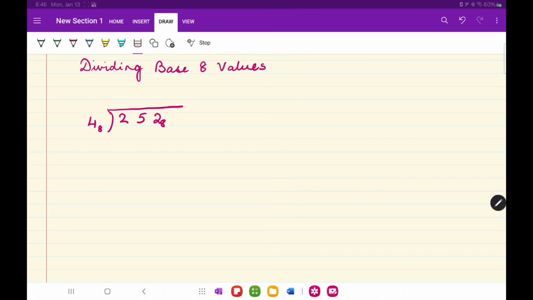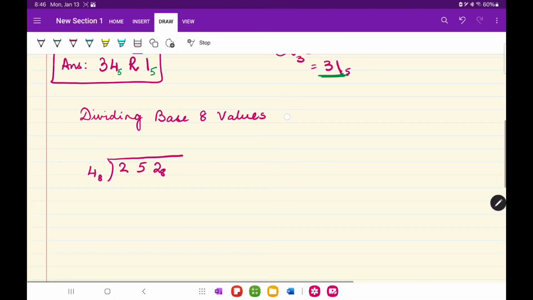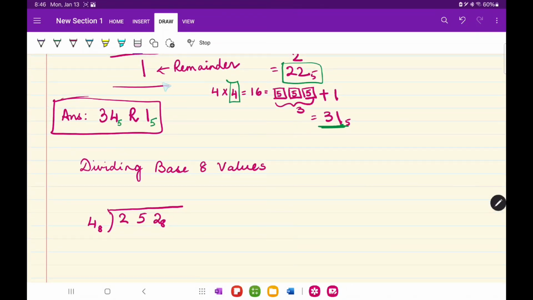Now for our next example, we will be dividing two base 8 values. But before I get started with the division, I just want to go up to the example above and make an important note here. When I wrote the final answer, I didn't put the base values as subscript. It's very important to do that, because if you do not put the base values as subscripts, then the assumption is that these are decimal values, which they are not.